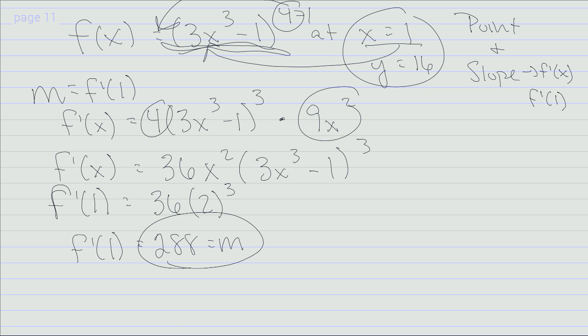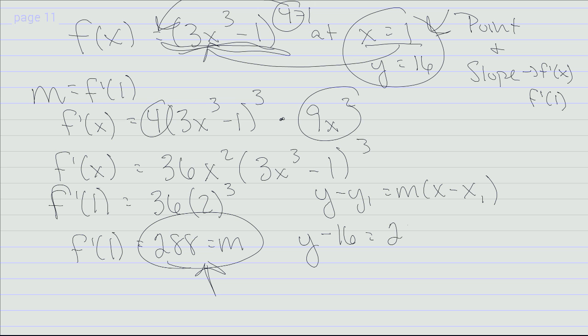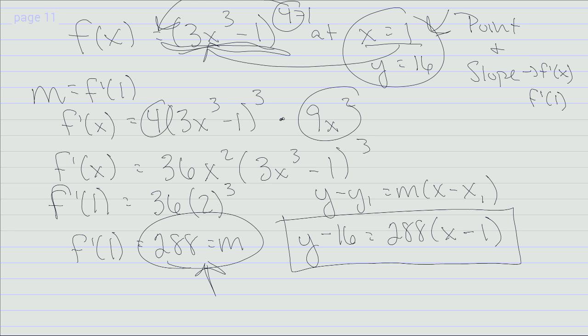I have my point, I have my slope, so let's write our equation. Y minus y1 equals m times x minus x1. Equation answer, y minus 16 equals 288 times x minus 1. And now we are officially done.